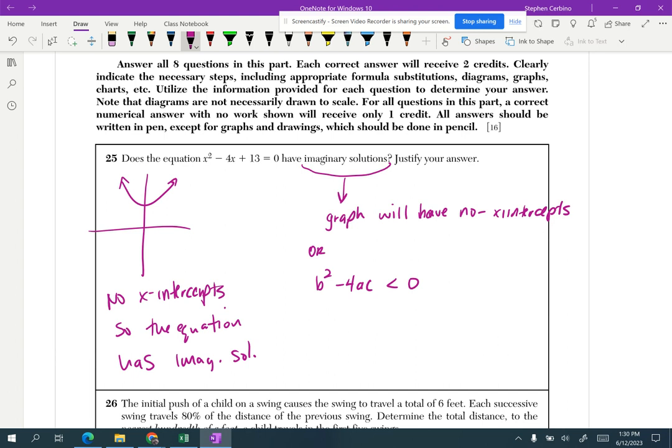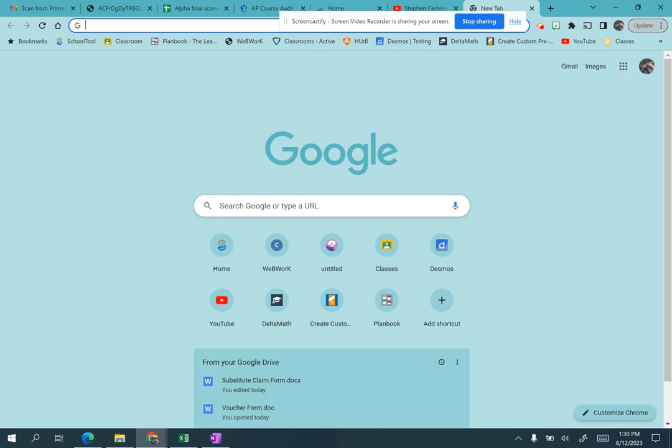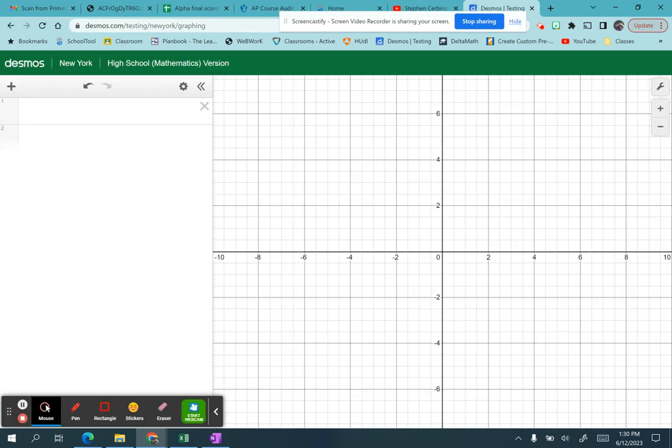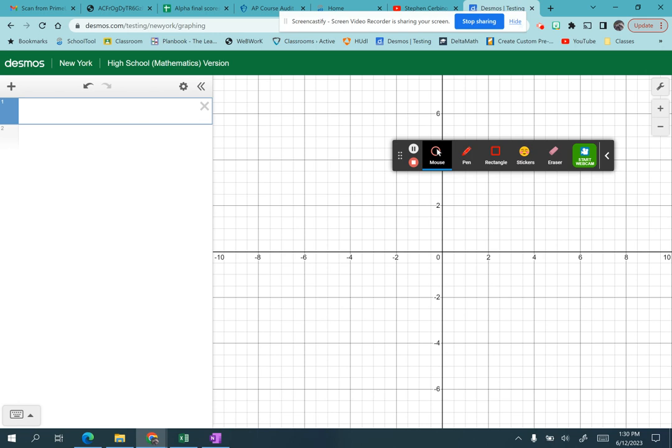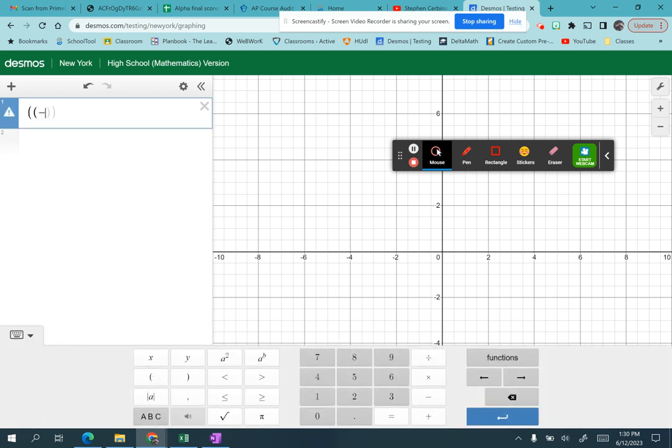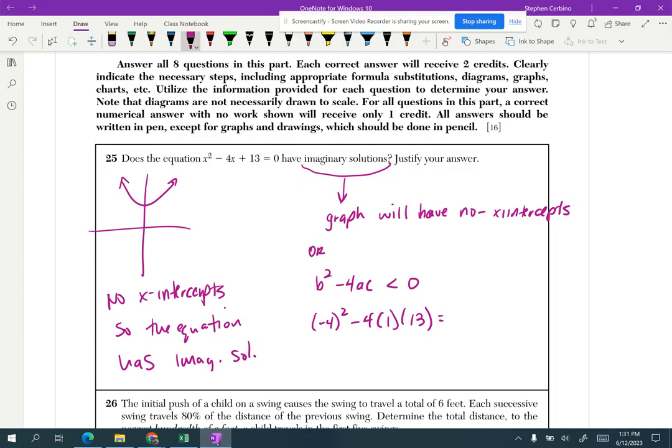If you chose to use the discriminant part, you would just say like negative 4 squared minus 4 times 1 times 13. Type that in, see what you get. It's a negative number. Pretty sure it's a negative number. Let's see. Desmos. So we have negative 4 squared minus 4 times 1 times 13. We get negative 36. Same thing. All right, it's imaginary solutions because of that.